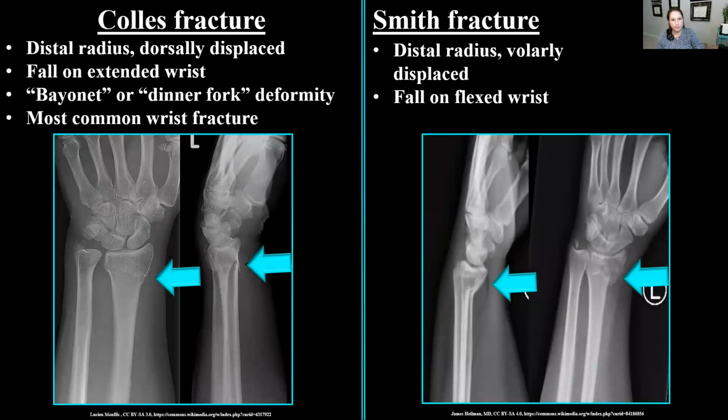Colles fractures and Smith fractures. The Colles fracture is the most common type of wrist fracture. This is a fracture of the distal radius where it's dorsally displaced. This occurs from a fall on an extended wrist, and this deformity is commonly called a bayonet or a dinner fork deformity because that's kind of what it looks like. So you can see that dinner fork there. Again, the Colles fracture is the most common wrist fracture. A Smith's fracture is kind of the opposite of a Colles. This is a distal radius that's volarly displaced, and this is usually a fall on a flexed wrist.